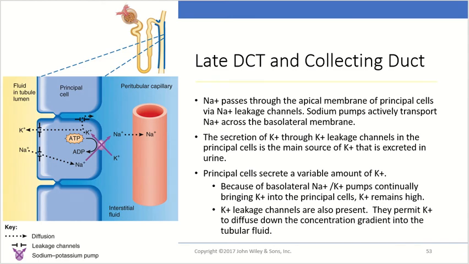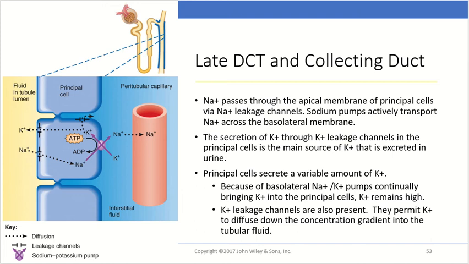So then moving on to the late distal convoluted tubule and the following collecting ducts. Sodium is going to pass through the apical membrane of those principal cells, and it does so via a sodium leakage channel. The sodium pumps are actively going to transport sodium across that basolateral membrane. Then the secretion of potassium through our potassium leak channels in the principal cells is going to be the main source of potassium that's going to get excreted into the urine.